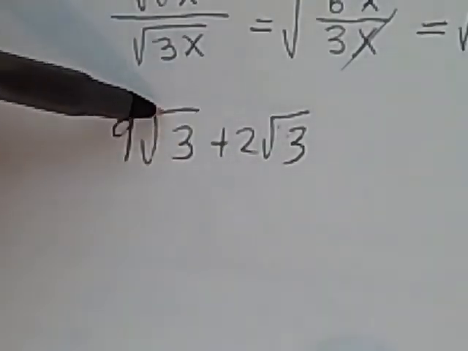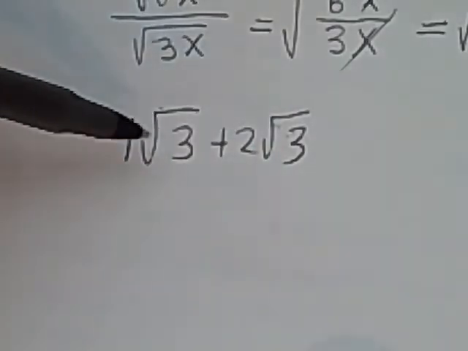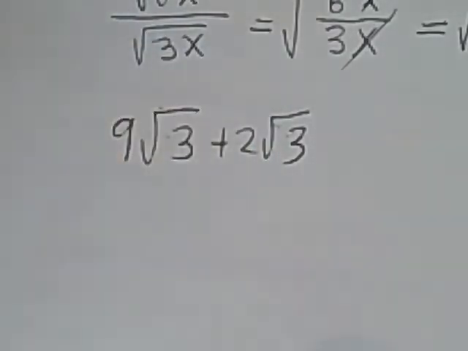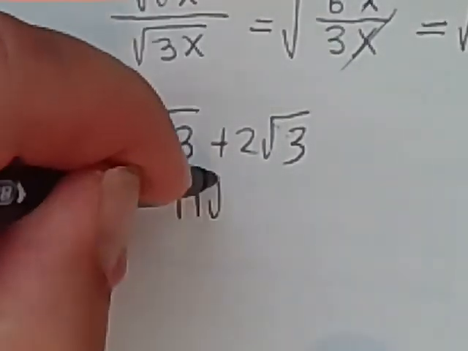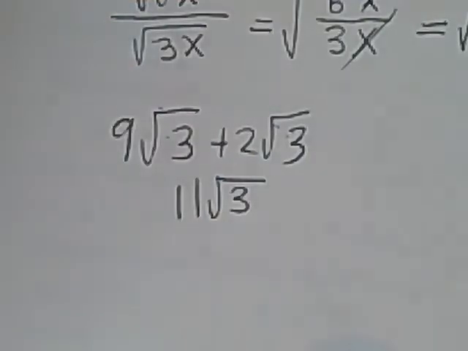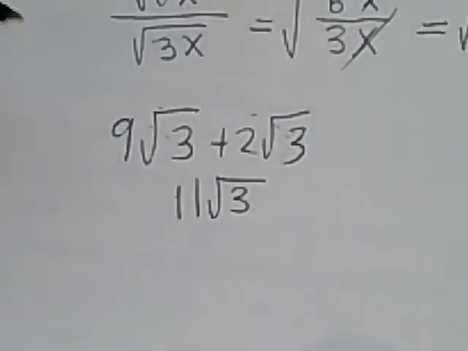This is like saying this is an apple. This is also an apple. So I have 9 times these apples plus 2 times those apples. Well, you can add them together and say I have 11 apples. Okay, so this plus that does combine like that.